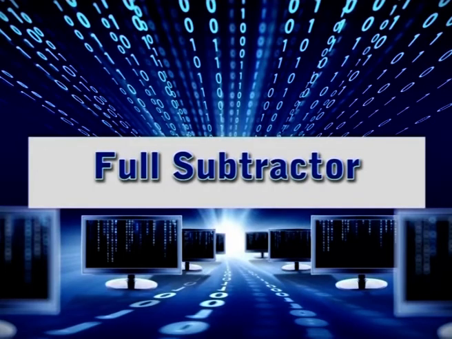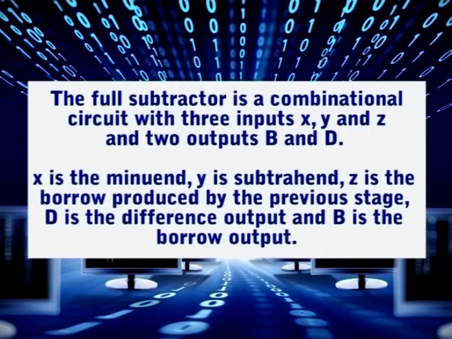Now, the next circuit we are going to study is full subtractor. The full subtractor is a combinational circuit with three inputs x, y and z and the two outputs b and d. X is the minuend, y is the subtrahend, z is the borrow produced by the previous stage, d is the difference output and b is the borrow output.